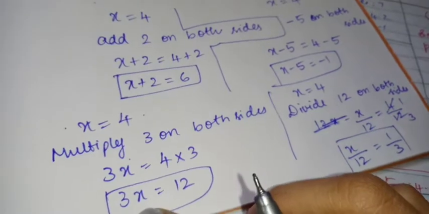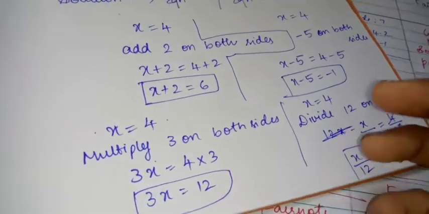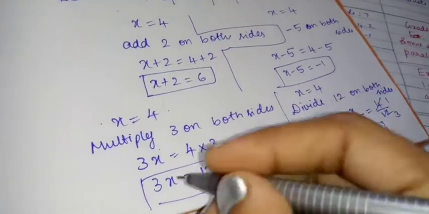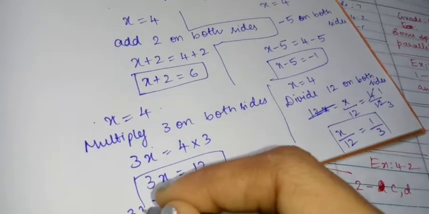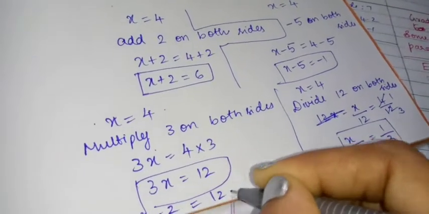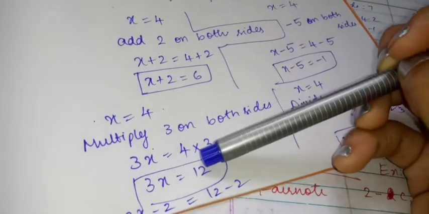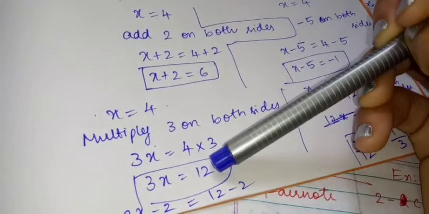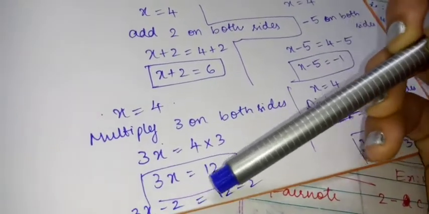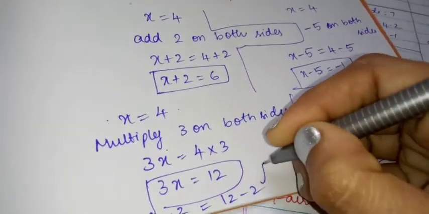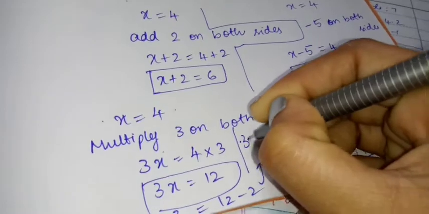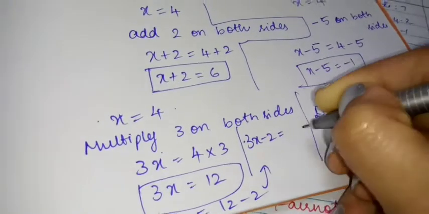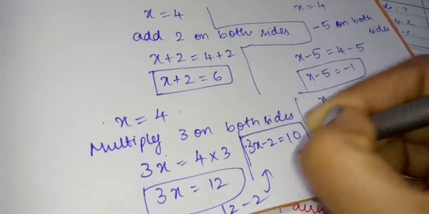In this itself, after 3x is equal to 12, you can subtract 2 on both sides. So what will the equation become? 3x minus 2 is equal to 12 minus 2. After this equation, you can frame one more equation. No problem. 3x is equal to 12 means 3x minus 2 equal to 12 minus 2. So what will be the equation? 3x minus 2 is equal to 12 minus 2, which is 10. This is also one of the equations.